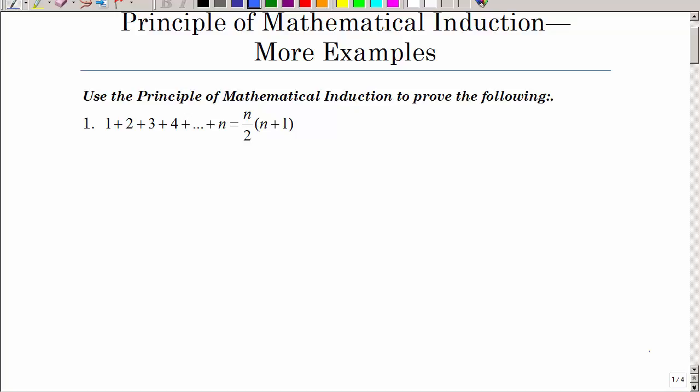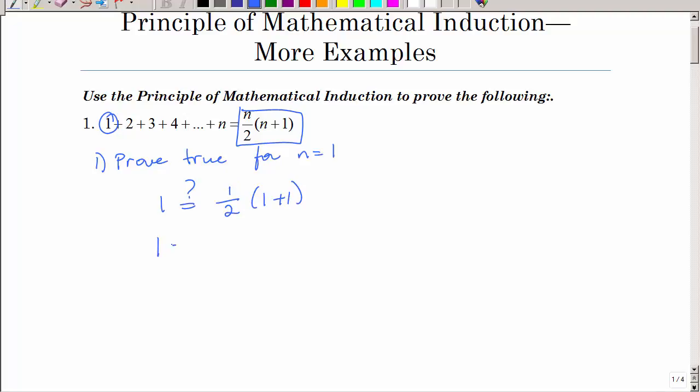So let's go through the steps of how to prove something by mathematical induction. So step 1, we have to prove or show true for the first term. So does the first term equal the first term given with that formula? Meaning, when n equals 1? And of course that is true.